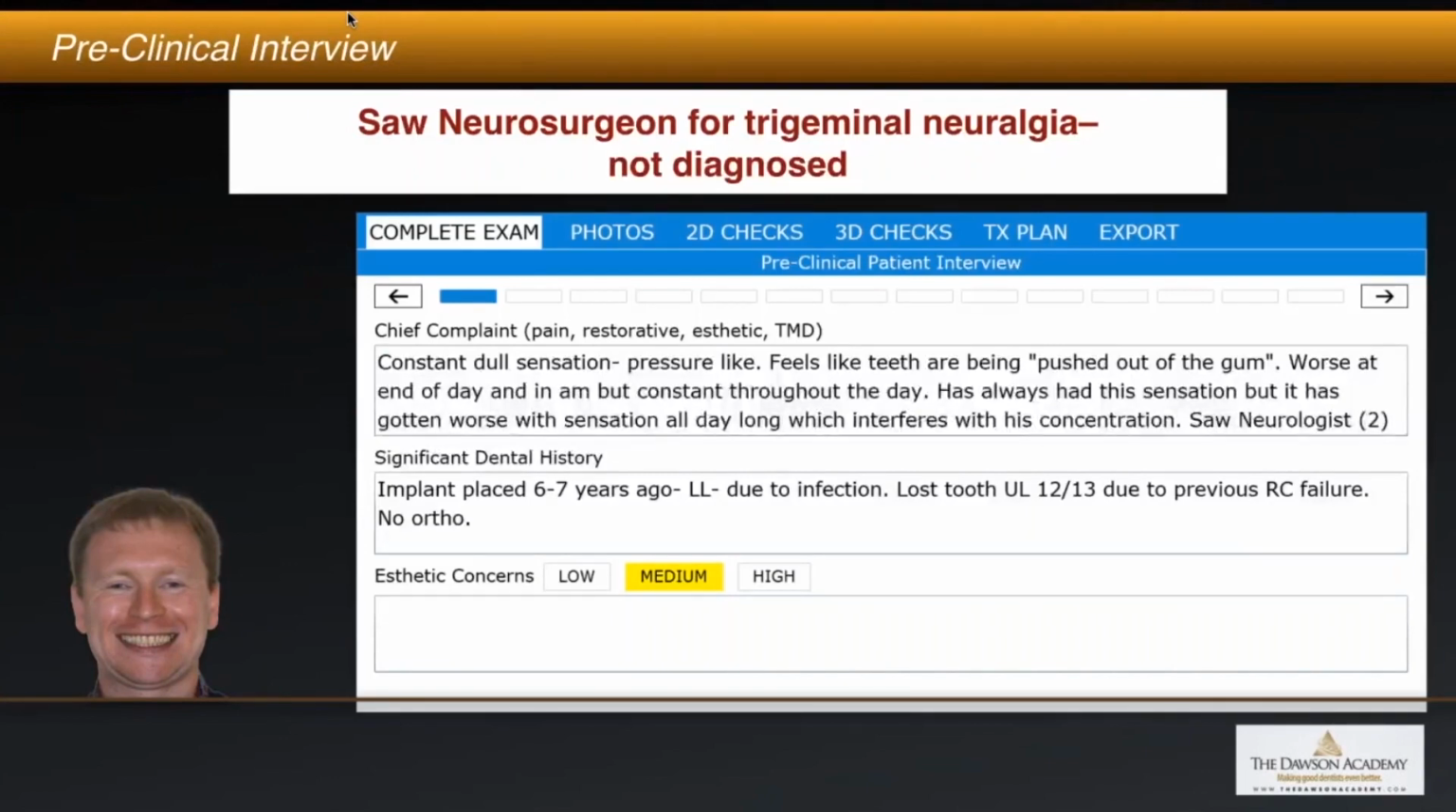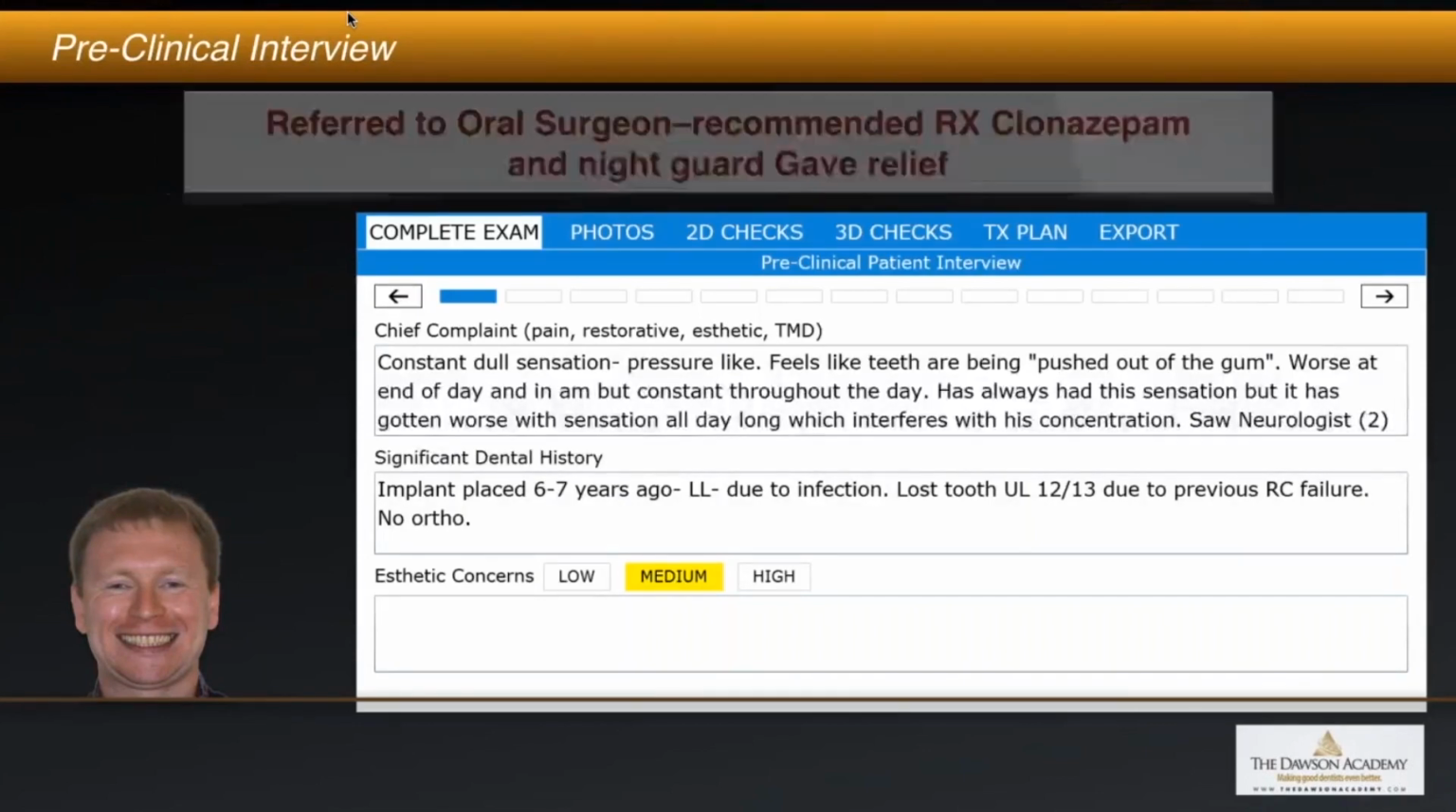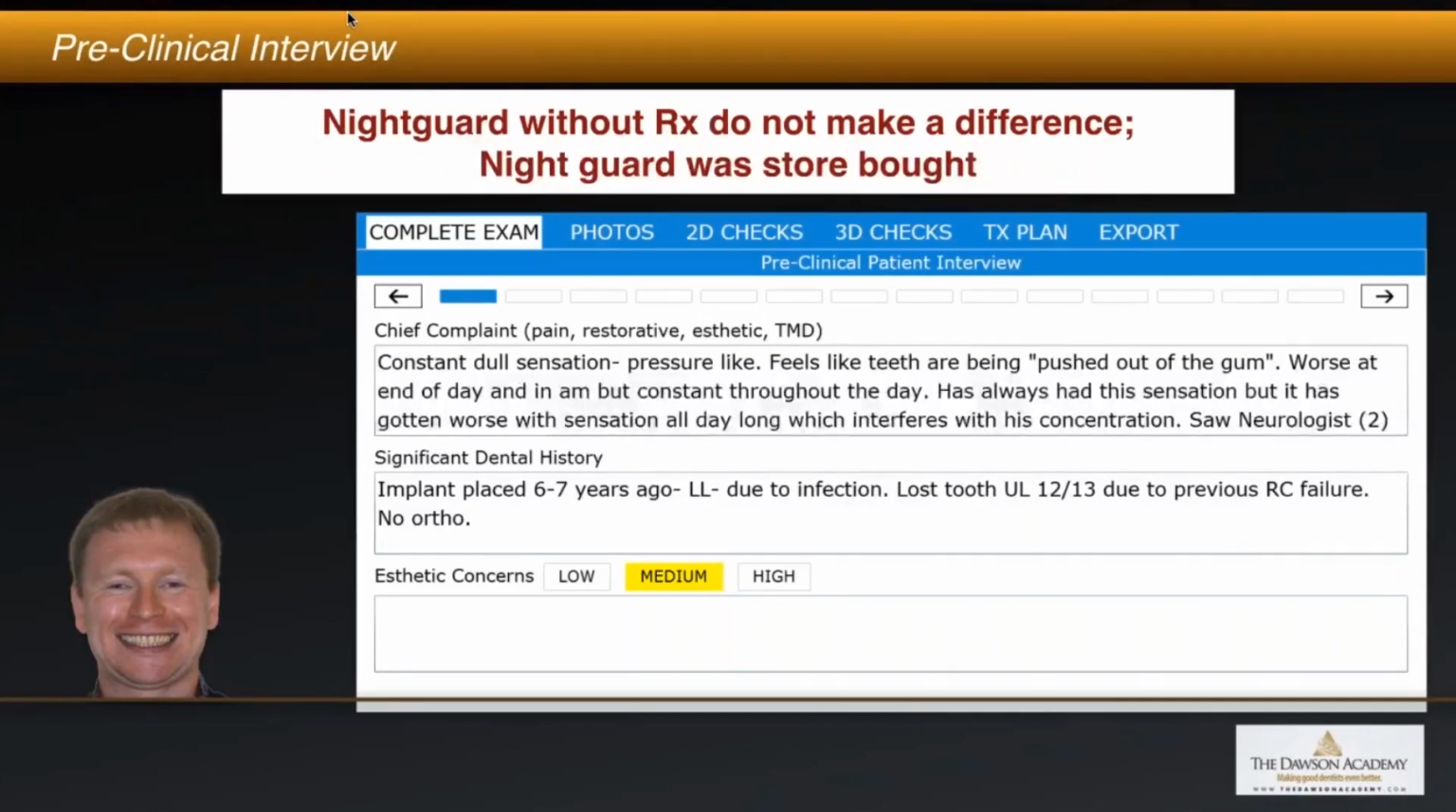He saw another neurosurgeon to rule out trigeminal neuralgia. He doesn't have that. He's seen an oral surgeon who recommended clonazepam or Klonopin, and again, it's a benzo, basically a tranquilizer, again used for seizures and panic disorder, muscle disorder, but again, a lot of side effects, and again, one of them is dependence. And think of where we are now in the medication world. We're trying to get patients off of this type of medication. He got relief with the guard, but it was just a store-bought guard, so it probably didn't help.